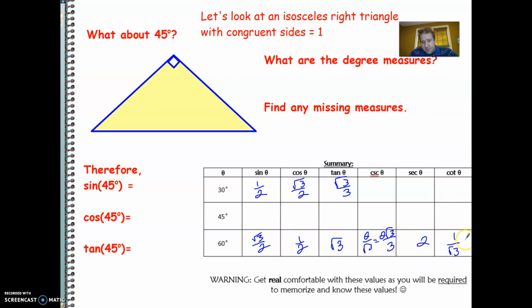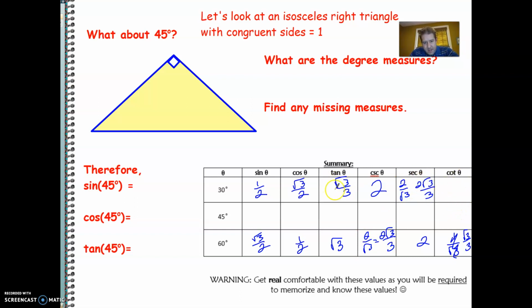Multiply top and bottom by square root of 3, you get square root of 3 over 3. All right, flip this, you get 2. Flip this, you get 2 over square root of 3, which once again doesn't work. And we already know because we did it right here. That's 2 times the square root of 3 over 3.